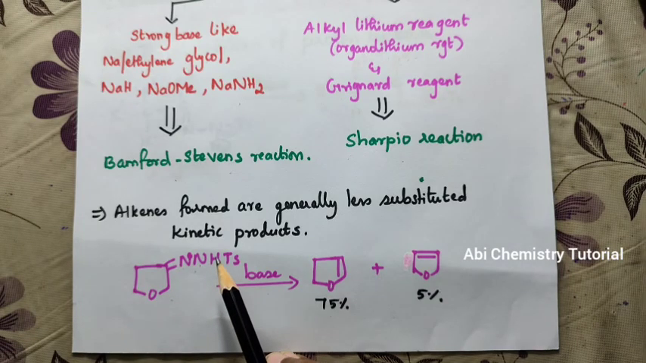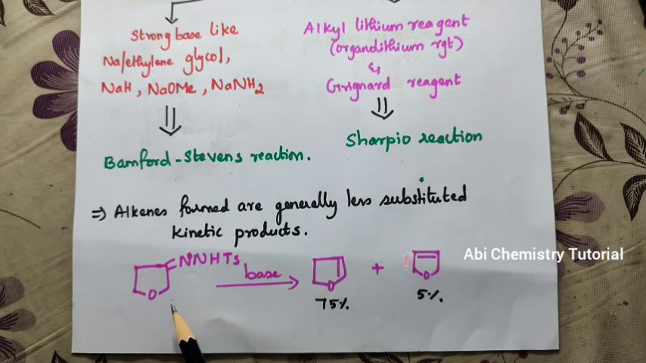The alkenes formed in this reaction are generally the less substituted kinetic products, and here you can see this is a tosylhydrazone compound. When the base is employed, it forms an alkene. This alkene we get is the major product and this is the minor product in this reaction.